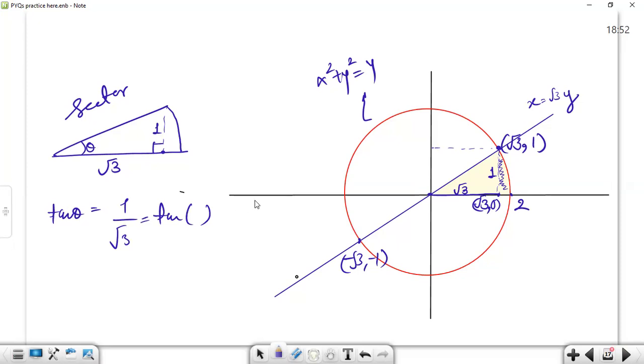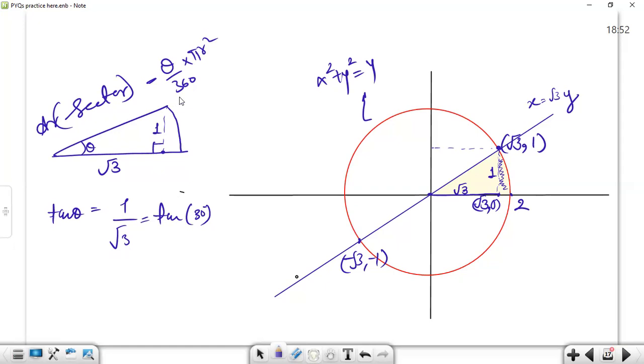Please unmute yourself. Speak. Okay, no problem. But you should learn it. Tan theta is 1 by √3 when theta is 30 degrees. Okay.